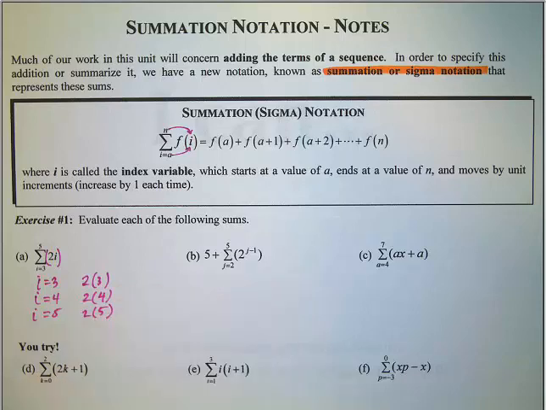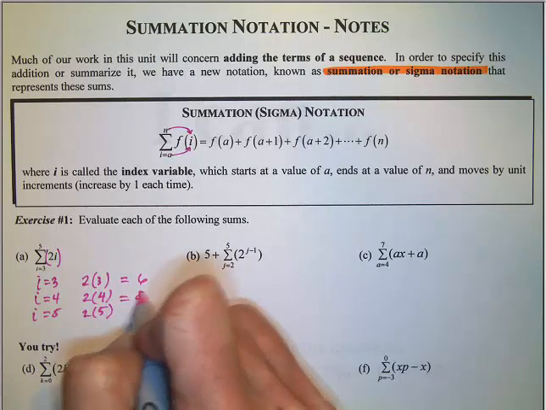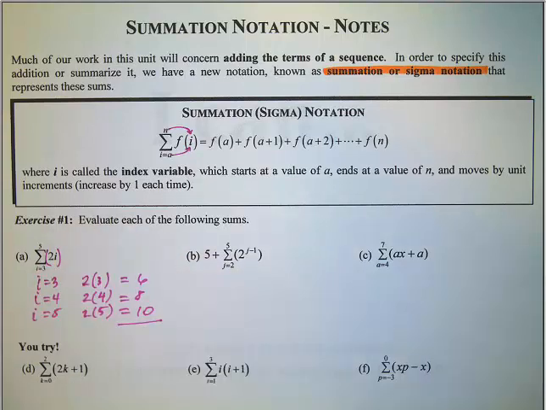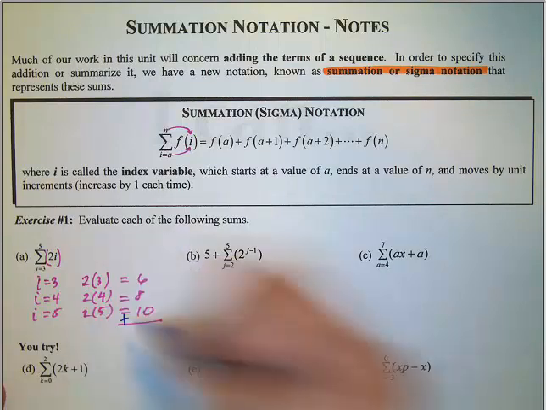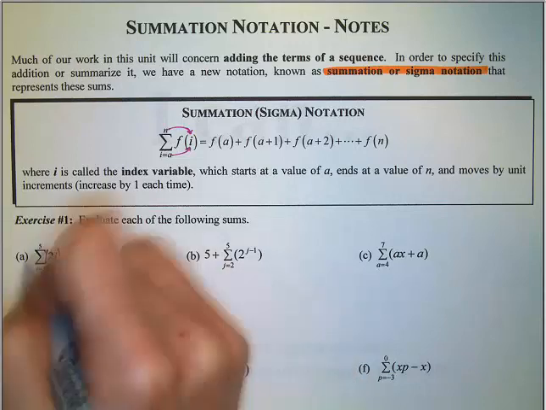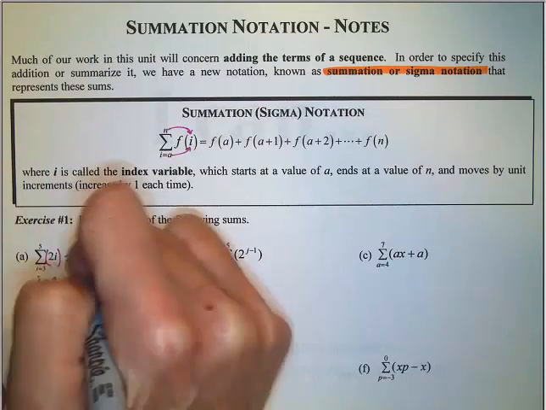So we have to add all of these up, so 6, 8, and 10, and this E means summation, so we're summing these numbers, we're adding them all up. So 6 plus 8 plus 10 is 24. So the sum from I of 3 to 5 of 2I is 24.